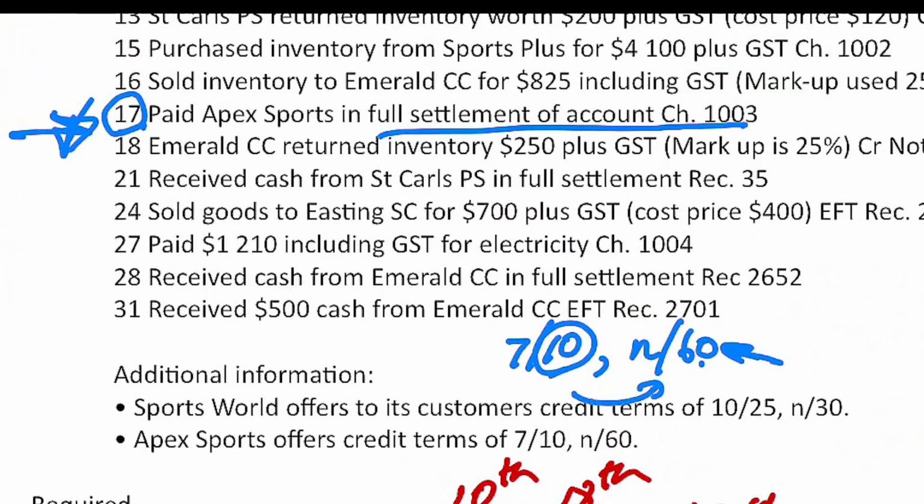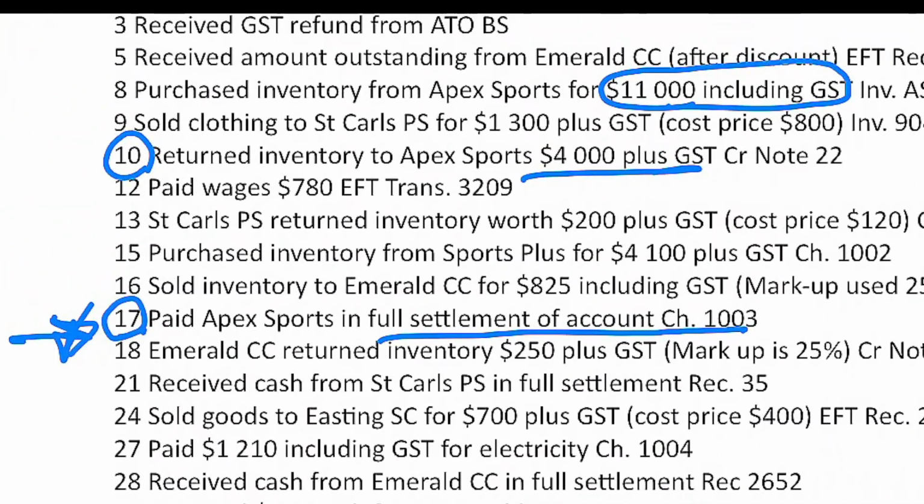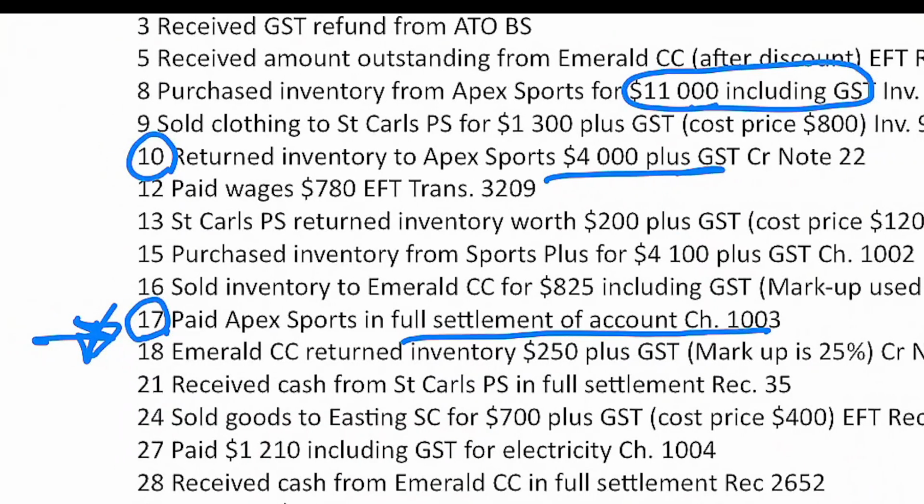Now, are we settling it in 10 days? Yes, because we purchased it on the 8th, and we are settling on the 17th. So no problem. Even if you settled on the 18th, you are still eligible. The next day, the 19th? No. Okay.